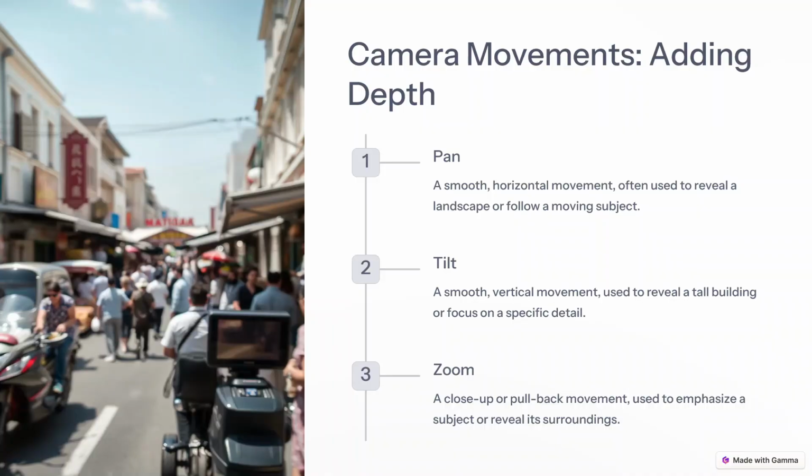So a smooth vertical movement used to review a tall building or focus on a specific detail. That's what we call a tilt. We'll see them properly as we move on with our course.